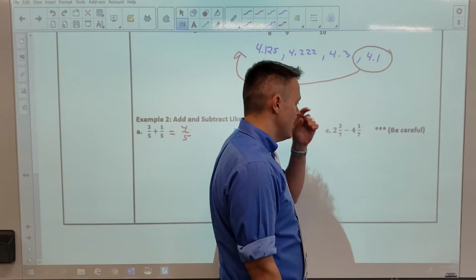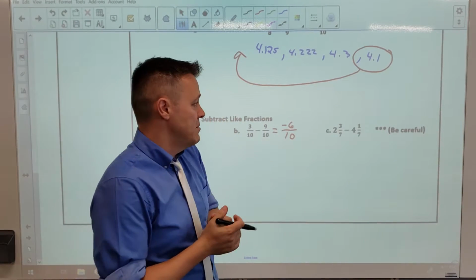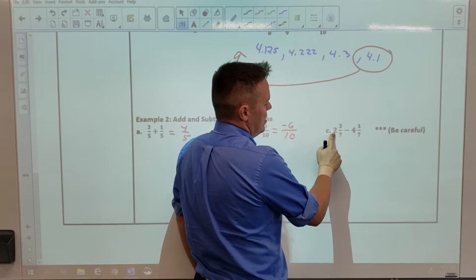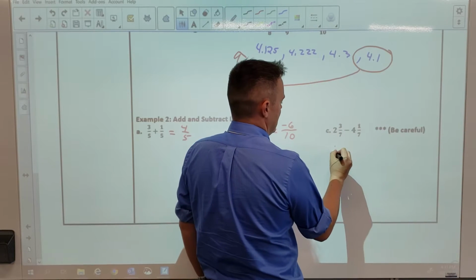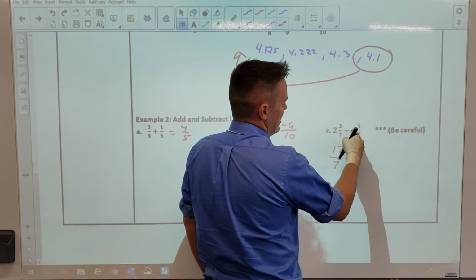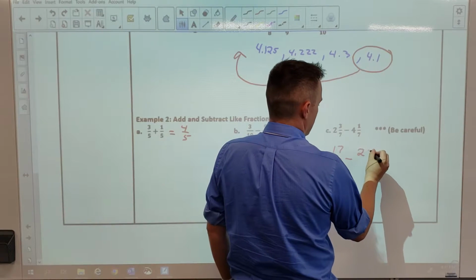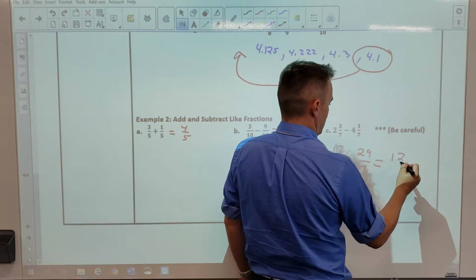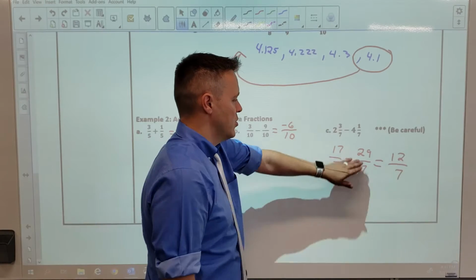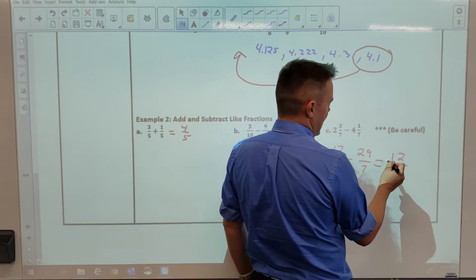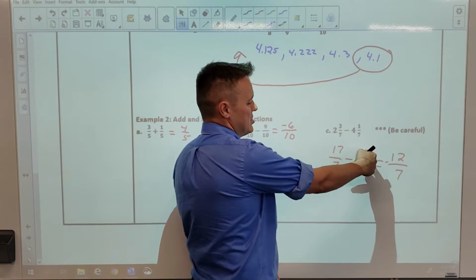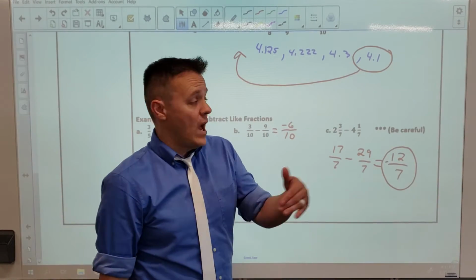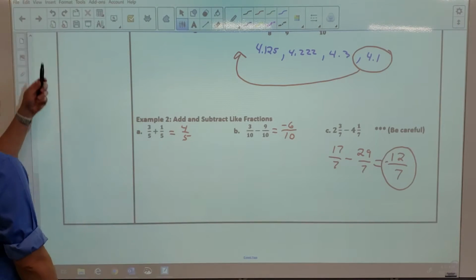So you have $3, you're spending 9, you're putting those two together, you've got -6. Okay, and then this one here you have to make as a mixed number or improper fraction. So this would be 7 times 2, which is 14, 15, 16, 17 over 7, minus 28 plus 1, 29 over 7, which ends up being 12 over 7. It's 29 minus 17, and that's a negative number because it's 17 minus 29. So your answer ends up being -12 over 7, okay? If you have any questions about something like that, please come see me in class.